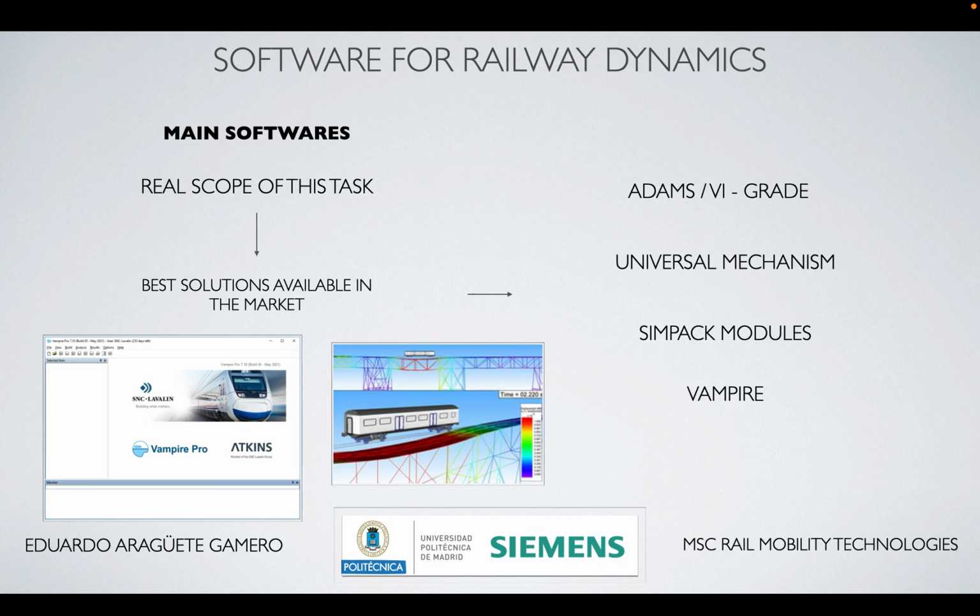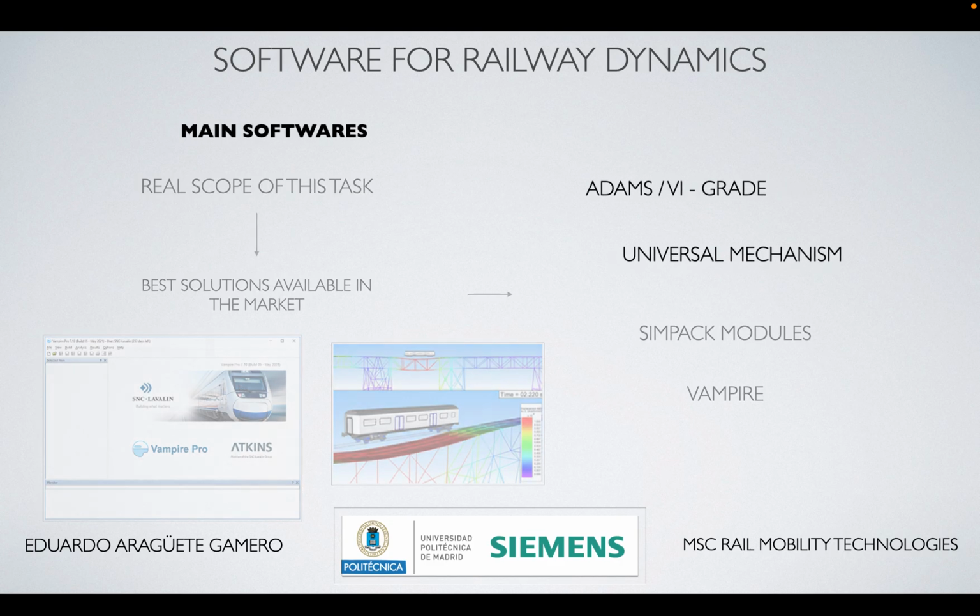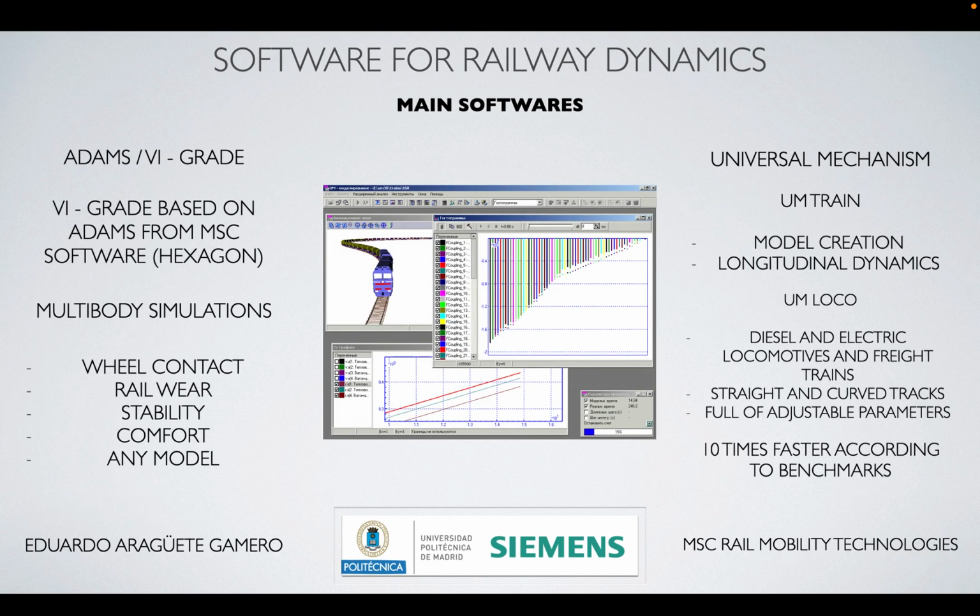Let's talk about the different solutions that are on the market, but only about four because there are many. We are going to talk about these solutions: Adams, VGrade, Universal Mechanism, Simpac Modules, and Vampire. So let's start with Adams and VGrade. Adams is a multibody system developed by the company Hexagon or MSC Software.